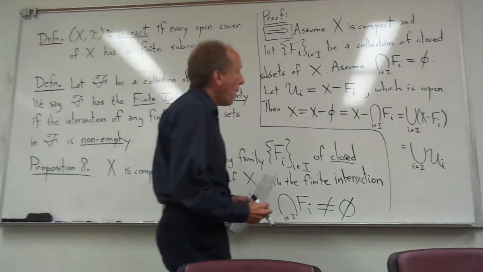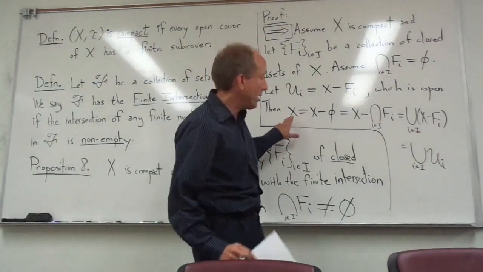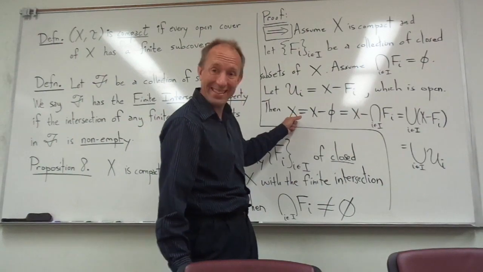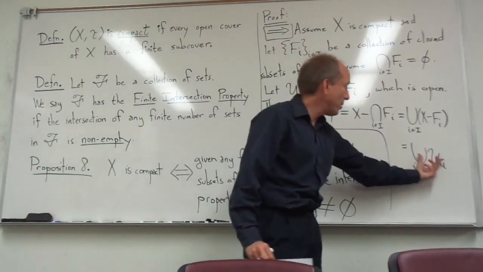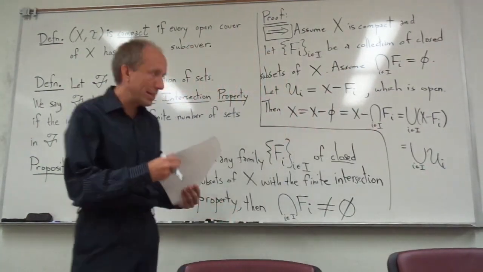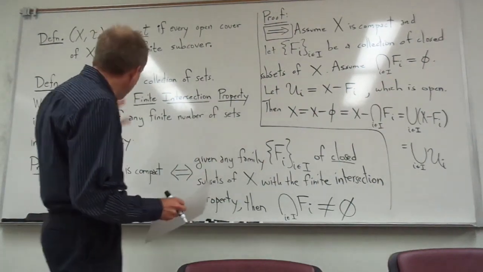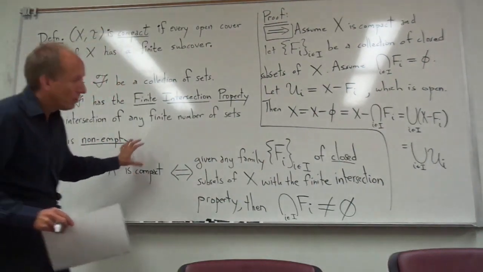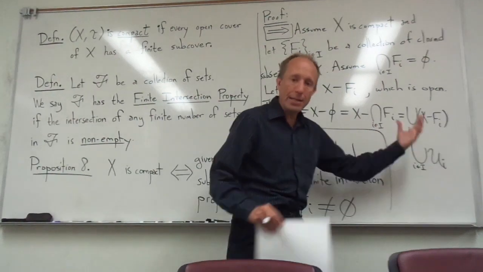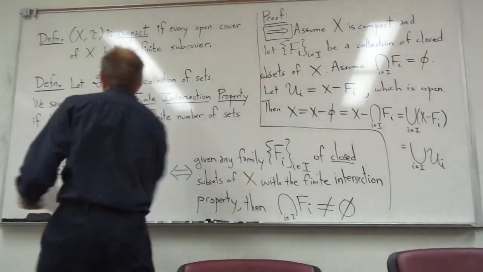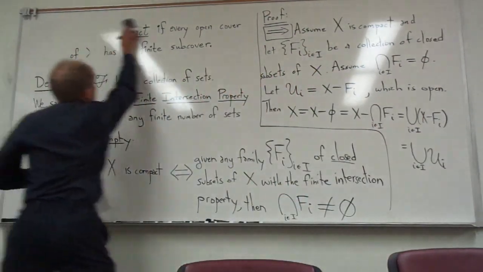And so, what do we have? We actually have an open cover of X. These U sub I's are an open cover for X, and if we are assuming that X is compact, then that open cover has to have a finite subcover. Okay, so let me come back. I'm going to erase here.